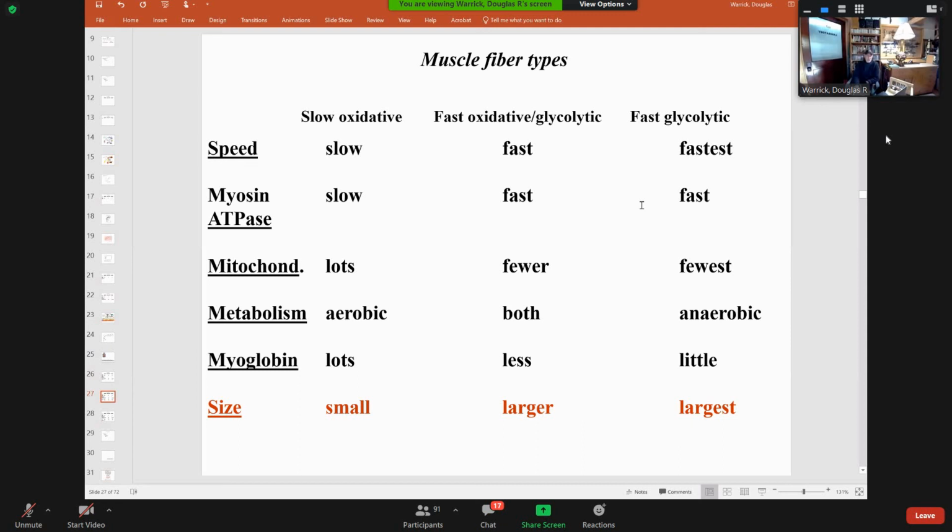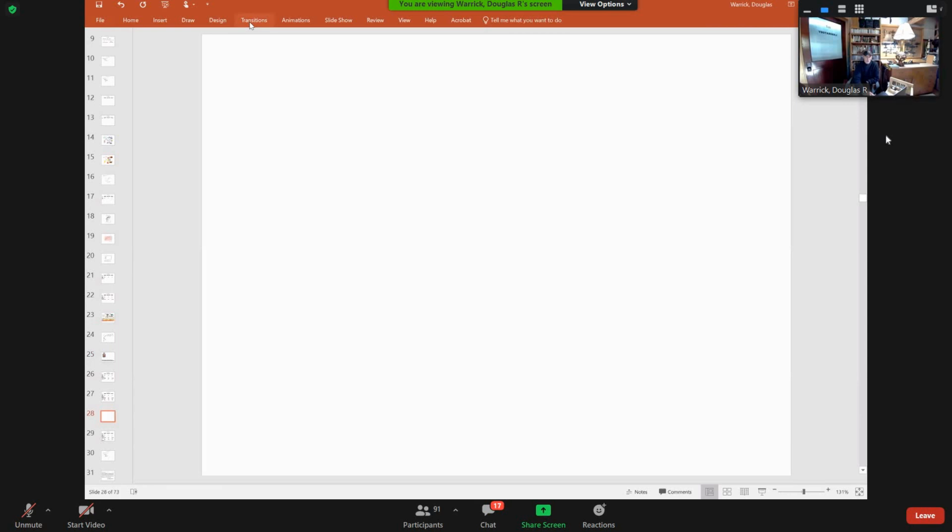The sheer size of these muscle fibers is different depending on the fiber type. Slow oxidative fibers tend to be small. Fast glycolytic fibers tend to be very large. The reason for that, let me just go to a new slide here, is simple. Here's a small slow oxidative fiber, and by contrast, a white fiber, a fast glycolytic fiber, might be that large.